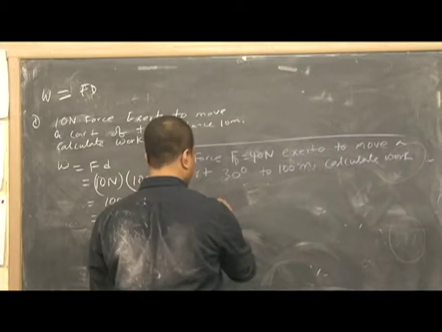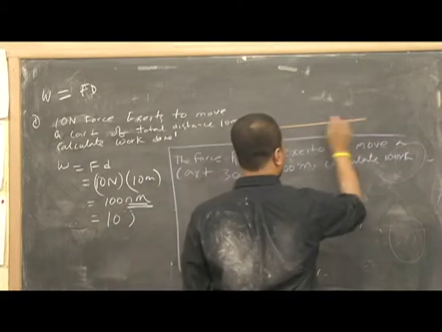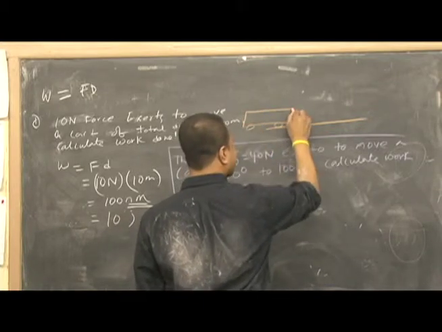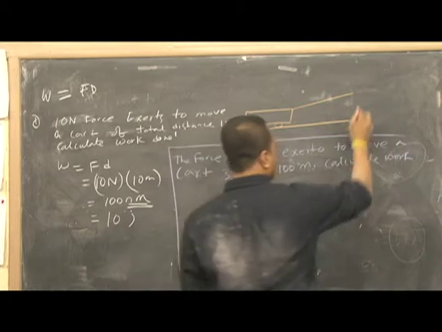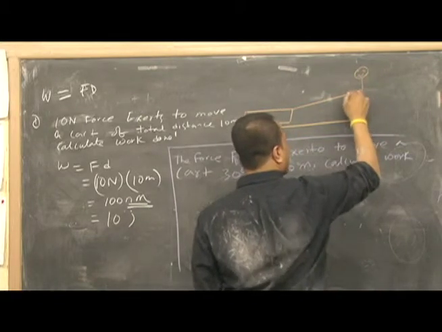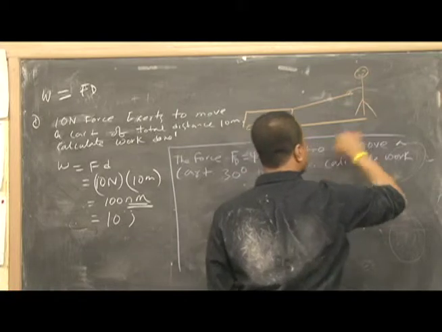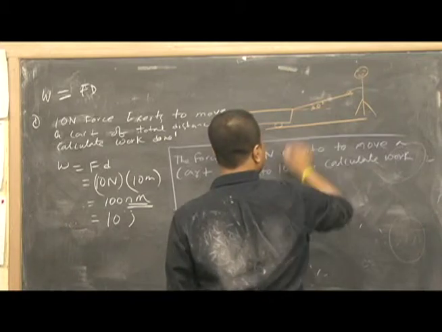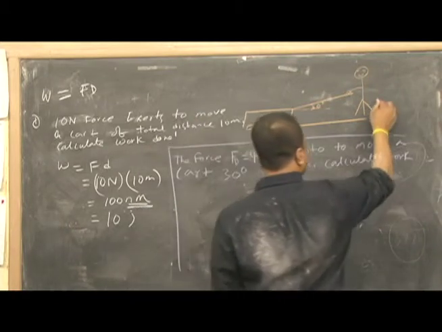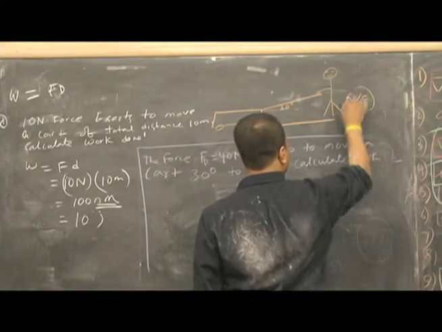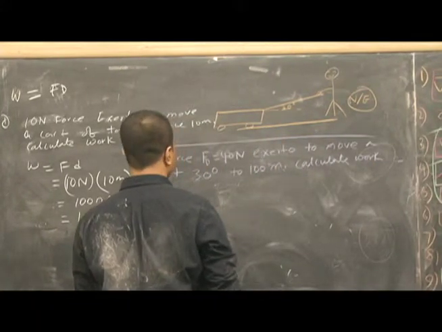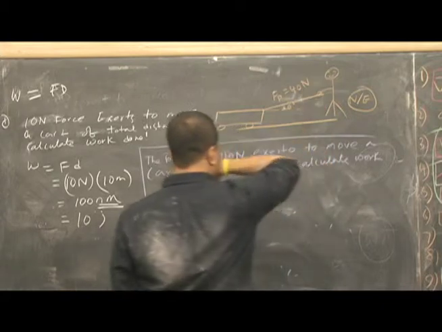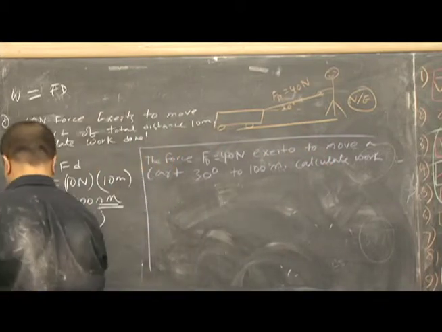Let's draw what's going on. Let's draw it here. This is a cart. Suppose someone is pulling a cart and the angle is 30 degree, to the east, northeast. And the force exerted is 40 Newton. We try to find the work.